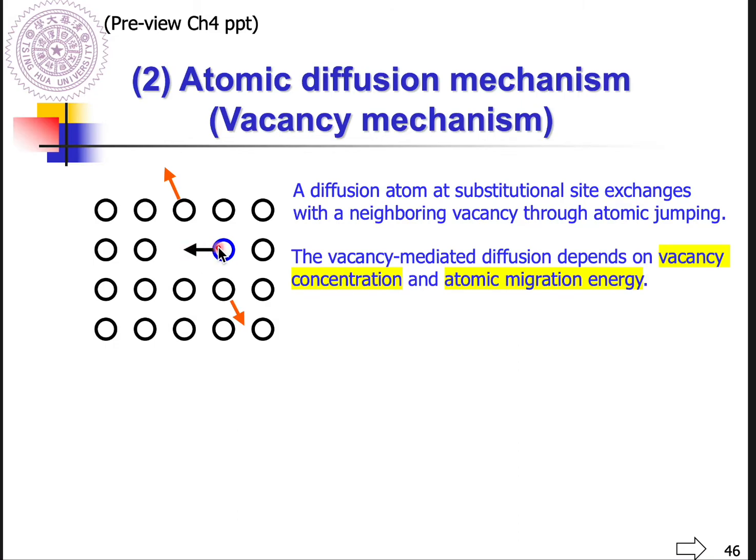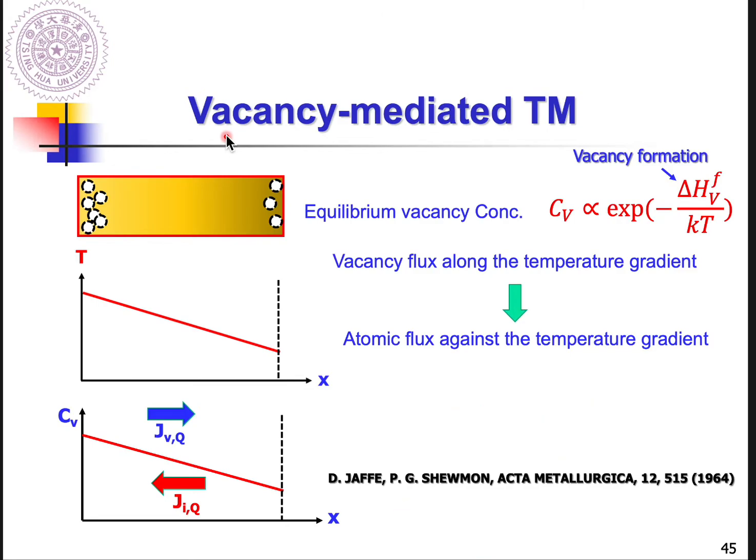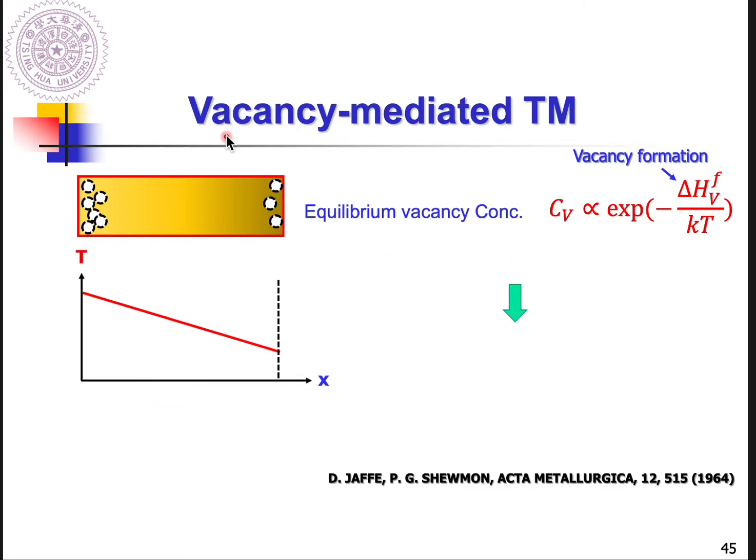So this vacancy mediated diffusion depends on the vacancy concentration and also the atomic migration energy. In this kind of material, the vacancy concentration is quite important because it will dominate how fast the diffusion happens. So this kind of material, we call a vacancy mediated material.